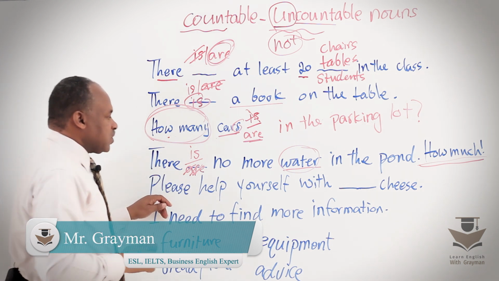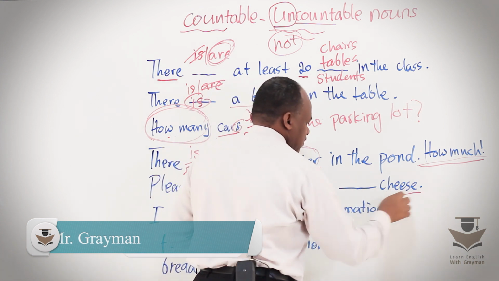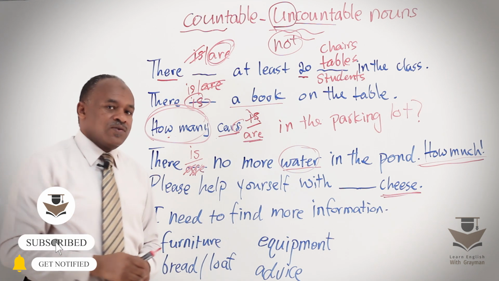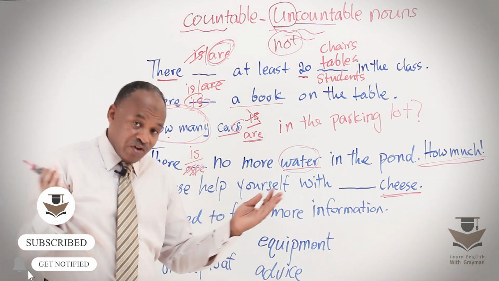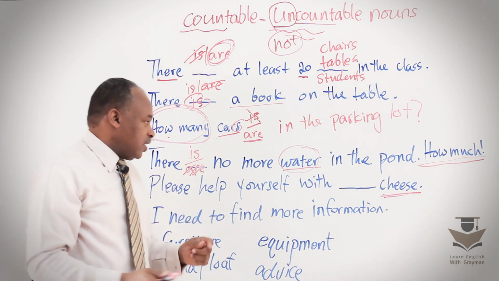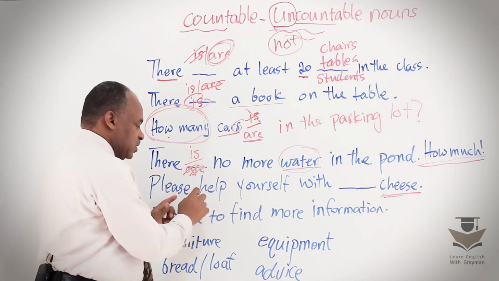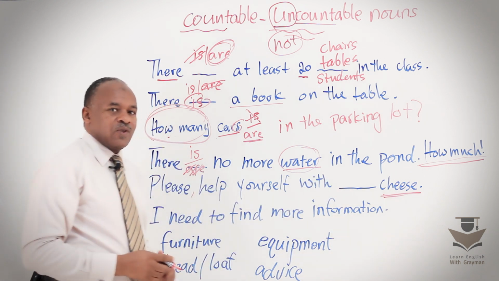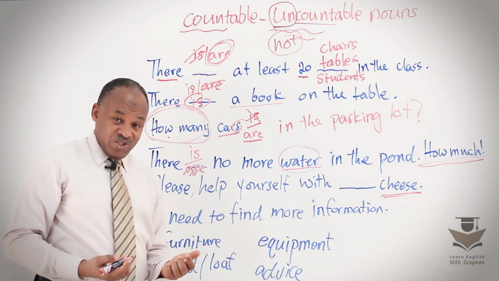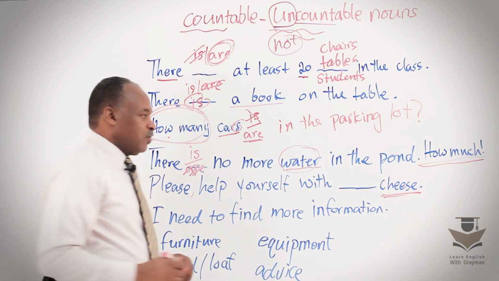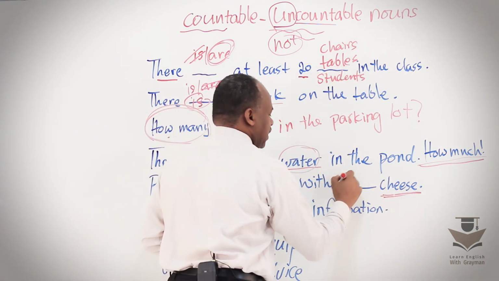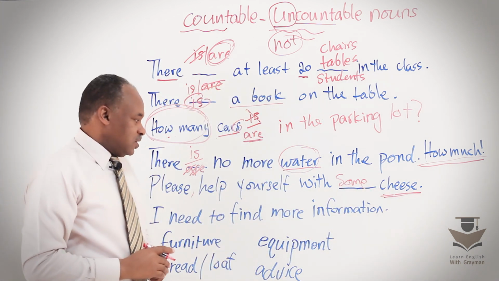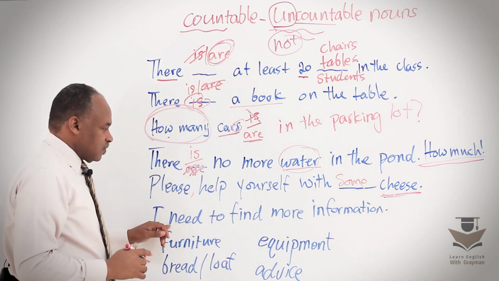Okay, please help yourself with the cheese. So the word cheese, is it a countable or uncountable noun? Do you have any clue? Please help yourself with what? A cheese? Because cheese is an uncountable noun, we say with some cheese. Some cheese.